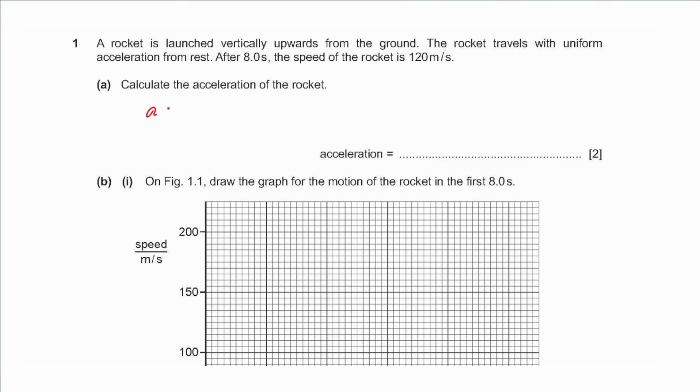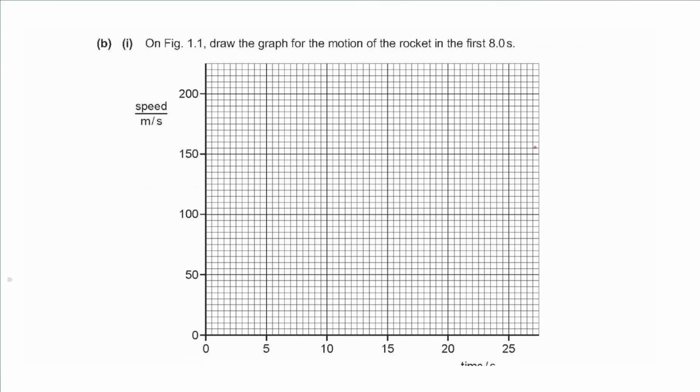We can calculate the acceleration as the change in velocity, v minus u over t, final minus initial. So we have the final velocity 120, initial 0, divided by the time 8 seconds. That gives an answer of 15 meters per second squared. Part BI says on figure 1.1, draw the graph for the motion of the rocket in the first 8 seconds.